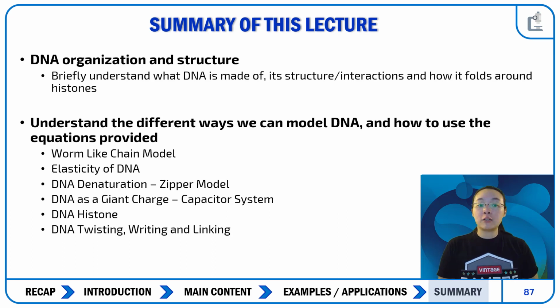We looked at the worm-like chain model. We looked at the elasticity of DNA. We looked at the zipper model for DNA denaturation, a specific case. We looked at the capacitor system for DNA as a giant charge. We looked at DNA histone electrostatics. And finally, we looked at how we can model the twisting, writhing, and linking of DNA. So those are just some of many different ways to analyze DNA. The more focused you get into these topics and these fields of studies, the more types of equations and models that will present themselves, and the more you can fine-tune these models for research purposes.